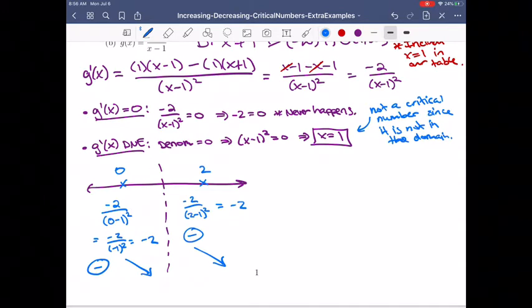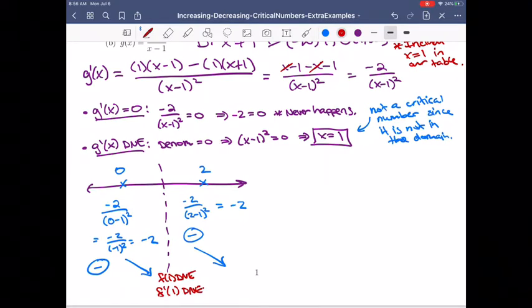Now, because at 1, f of 1 doesn't exist, f prime of 1 also doesn't exist. When we're doing our increasing, decreasing, we definitely don't want to include 1 in those intervals. Okay, so it looks like it's decreasing everywhere, but at 1, there's actually no point. So there's a vertical asymptote.